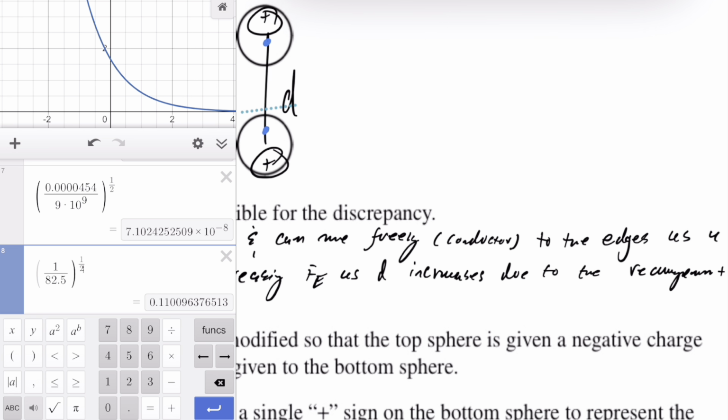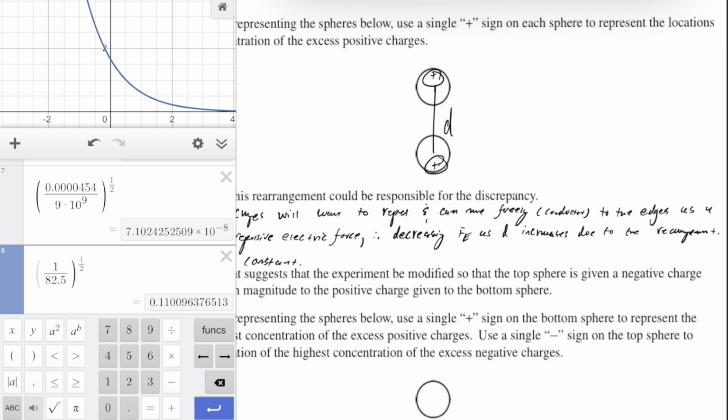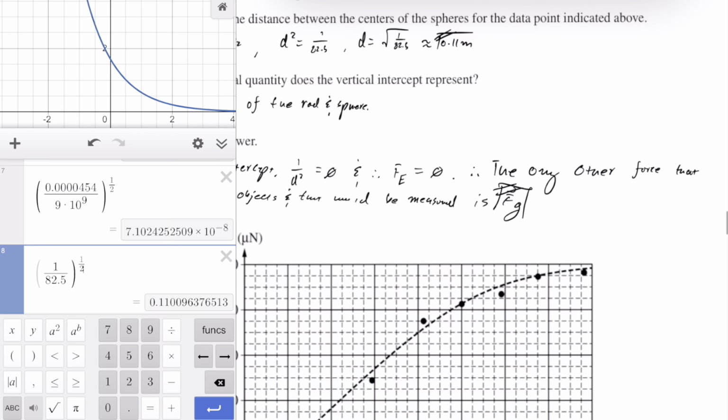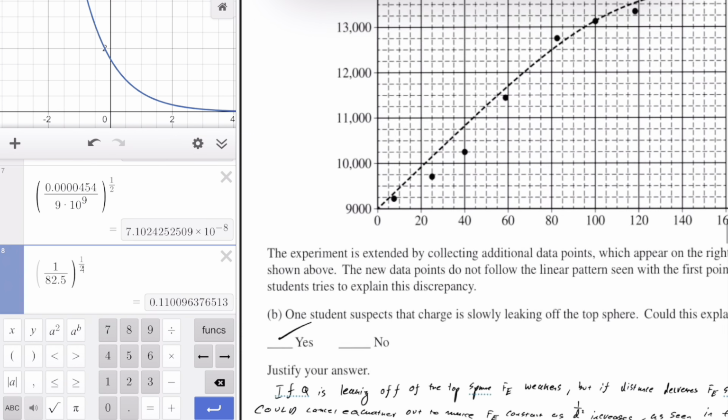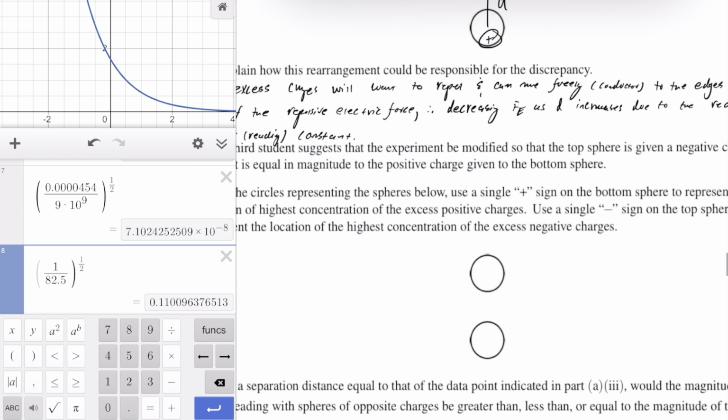It'll just do that. It's a really bad explanation. The charges, since they're able to move freely on the conductor to the edges, will have a repulsive electric force, right? Until they're as far apart as possible. The repelling force will decrease and start to zero out like you see here, and the scale reading will also, I guess you could say, start to zero out.